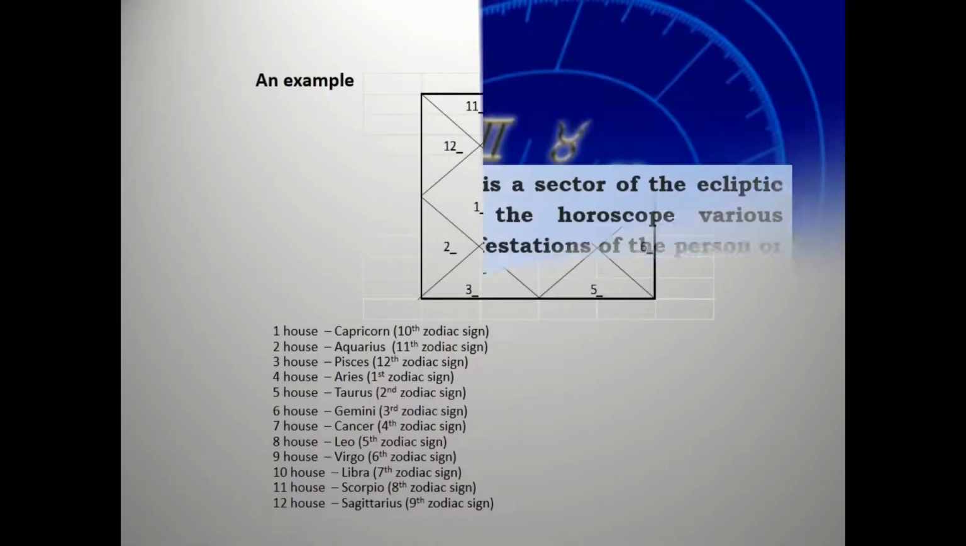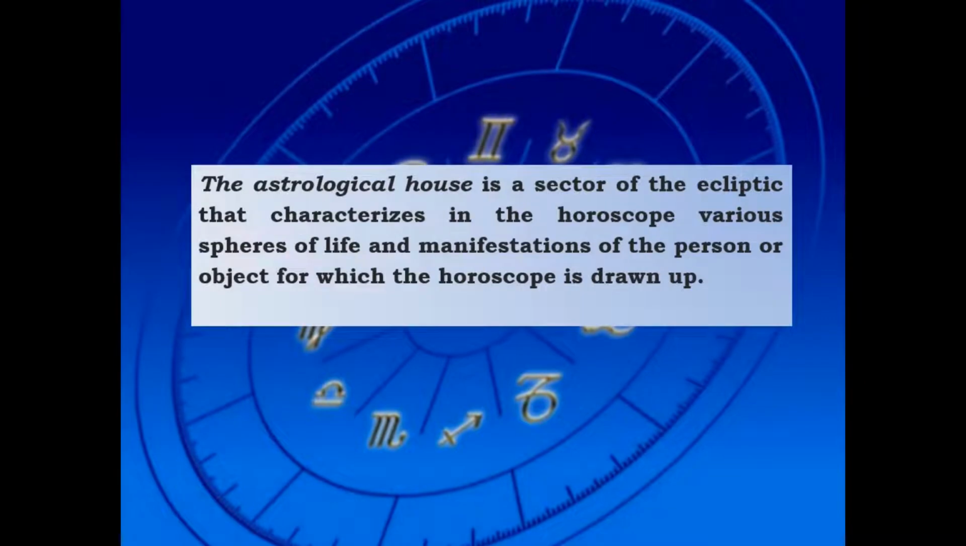The astrological house is a sector of the ecliptic that characterizes in the horoscope various spheres of life and manifestations of the person or object for which the horoscope is drawn up.